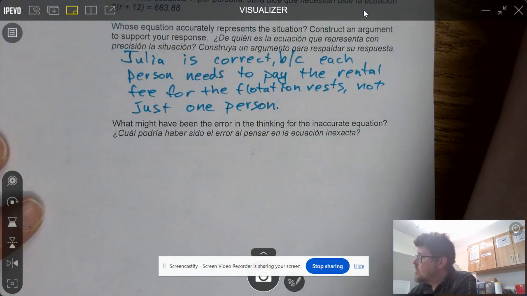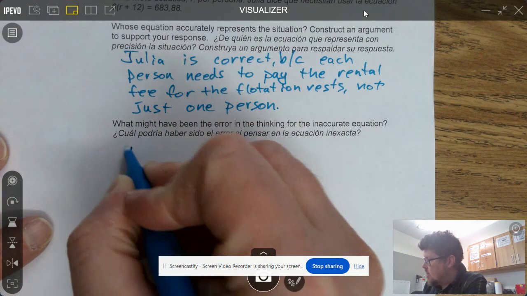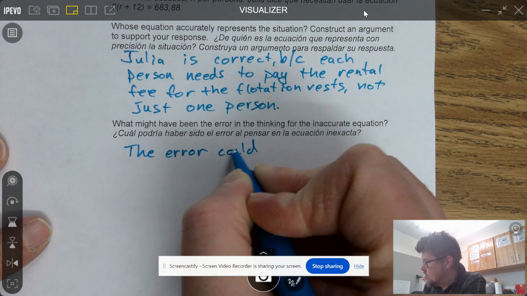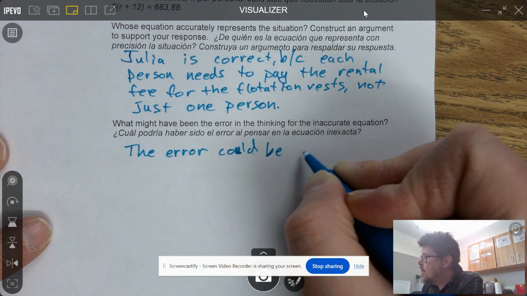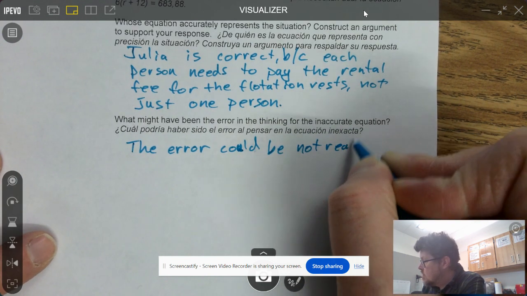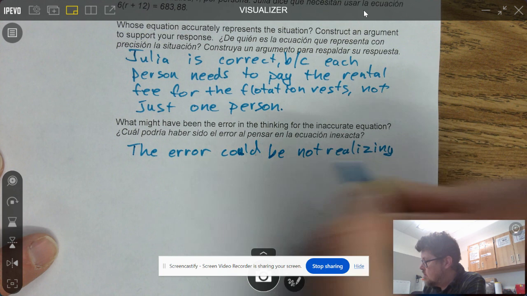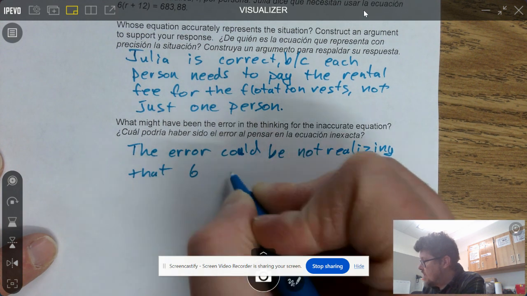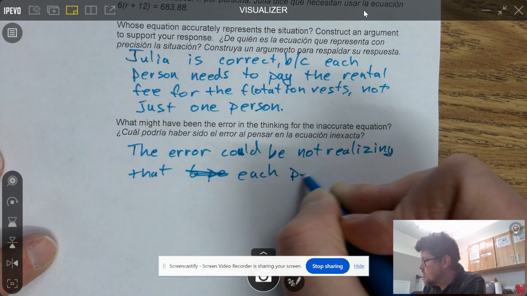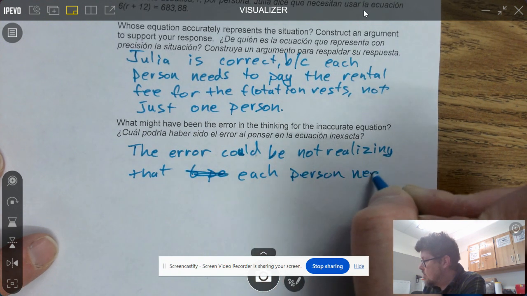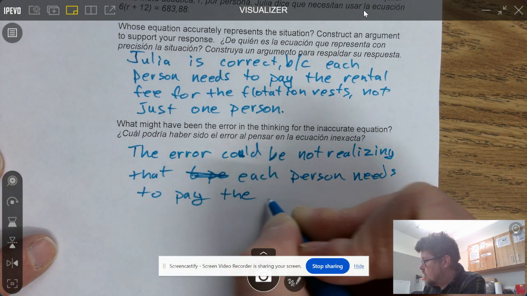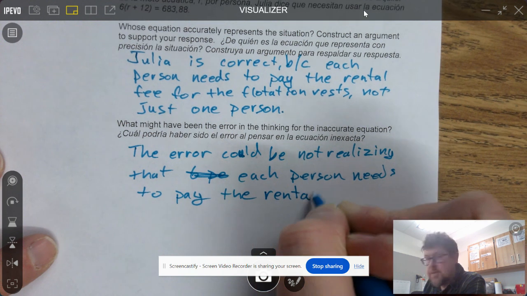So what might have been the error in the thinking for the inaccurate equation? What did I say here? The error in thinking could be not realizing that there are 6 people, that each person needs to pay the rental fee. Because there are 6 people and they each need a vest, right? Because you don't want any of them to drown.